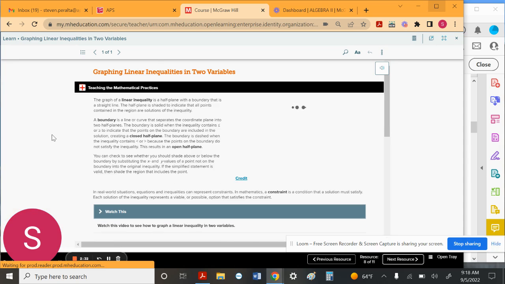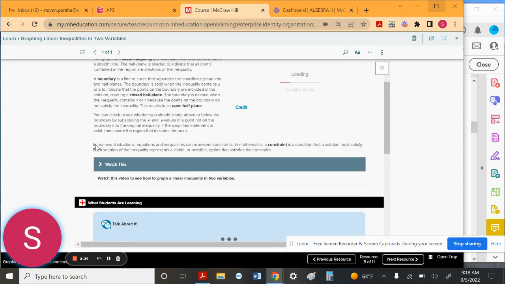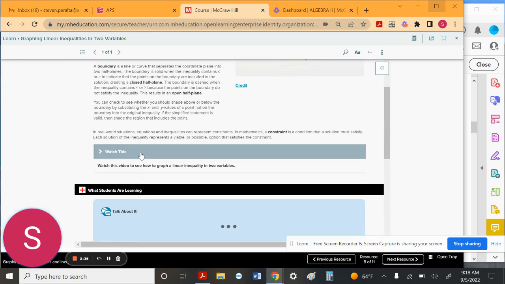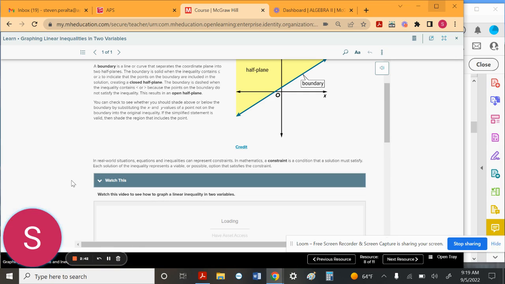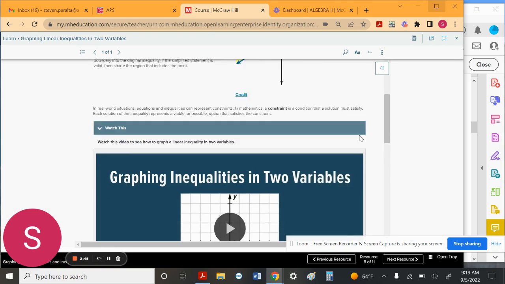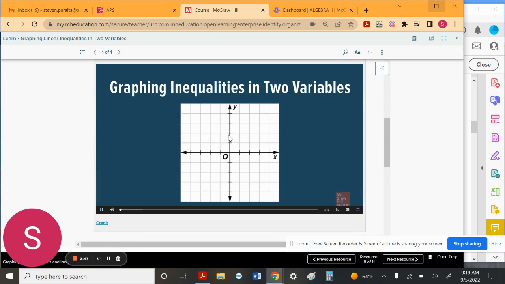Don't worry about it. So, graphing linear inequalities in two variables. Again, it's an x and a y variable. I'm going to show you how to do it. I know how to graph things on there, so we're going to go ahead and watch the video, and then we will come back and actually do this. So let's see how to. Okay, here we go.